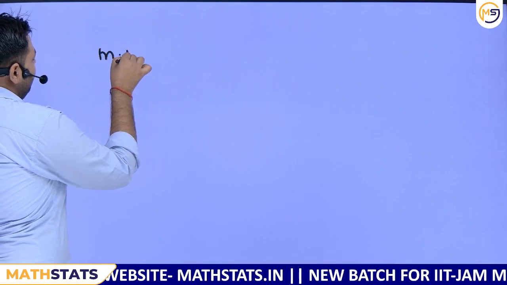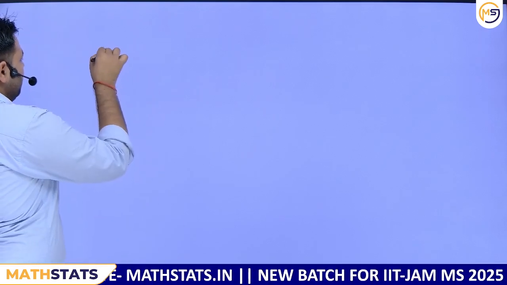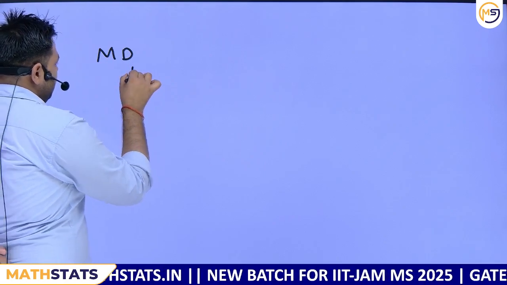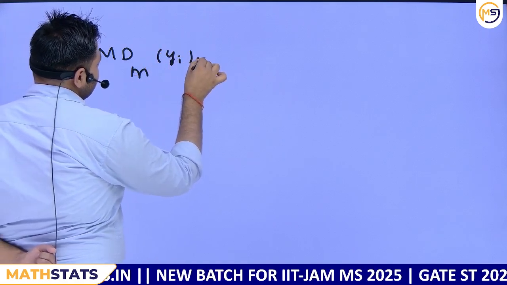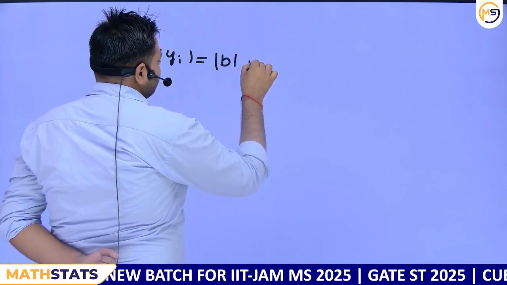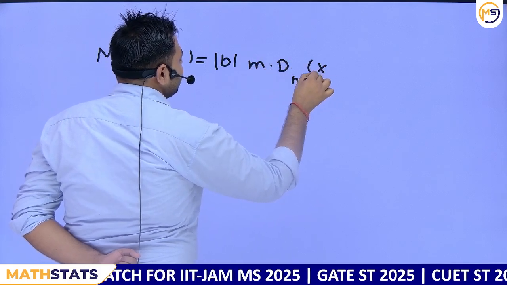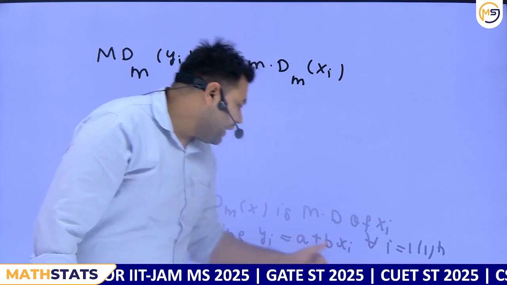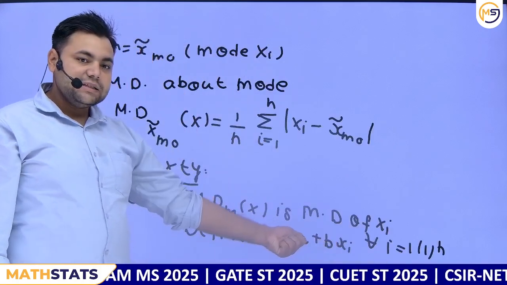Now the mean deviation of y about point m of yi is equal to mod of b times the mean deviation about point m of xi. This is called the scale and origin effect. A plus b xi, this is called scale and origin effect.